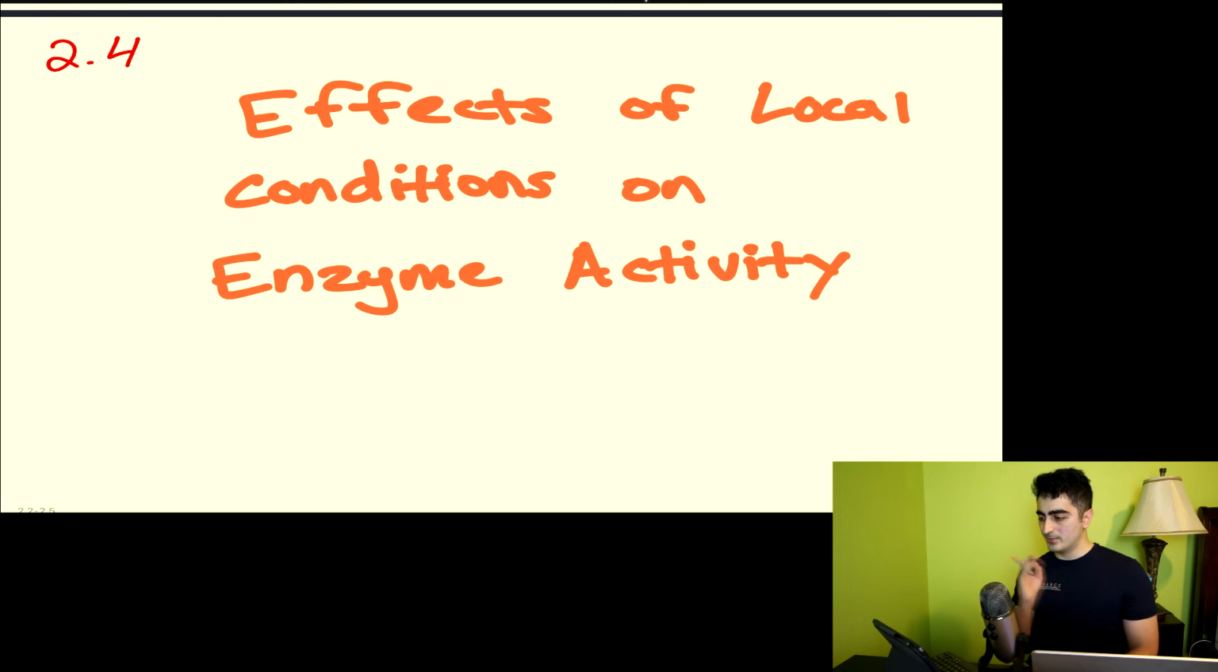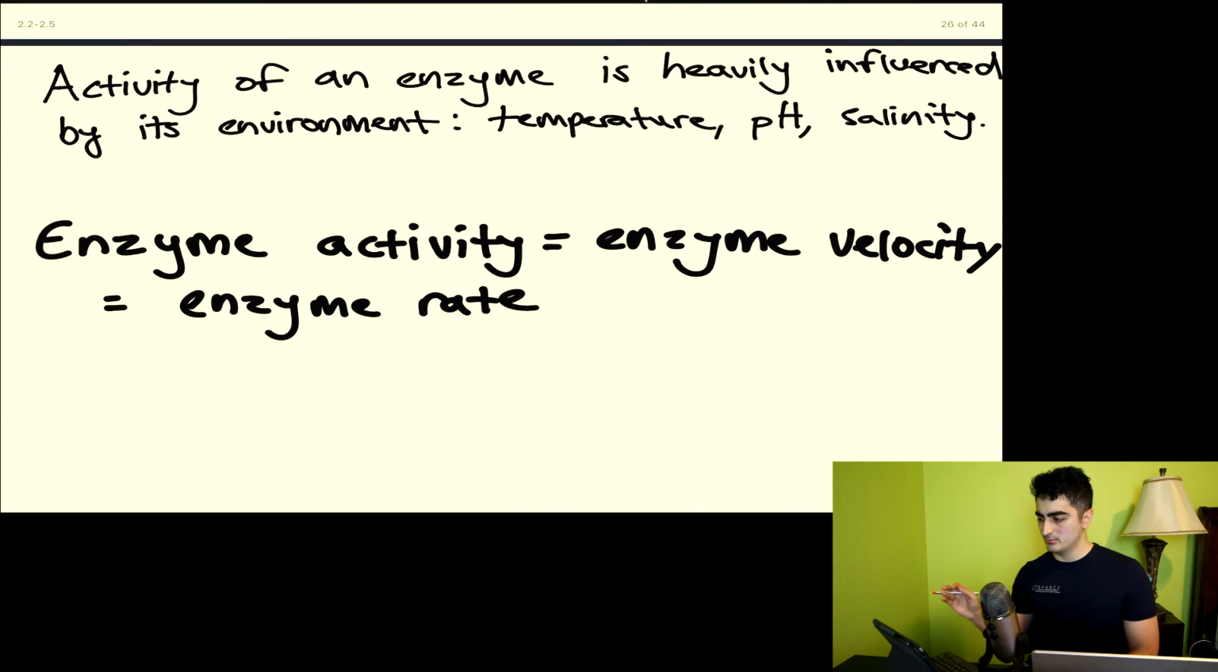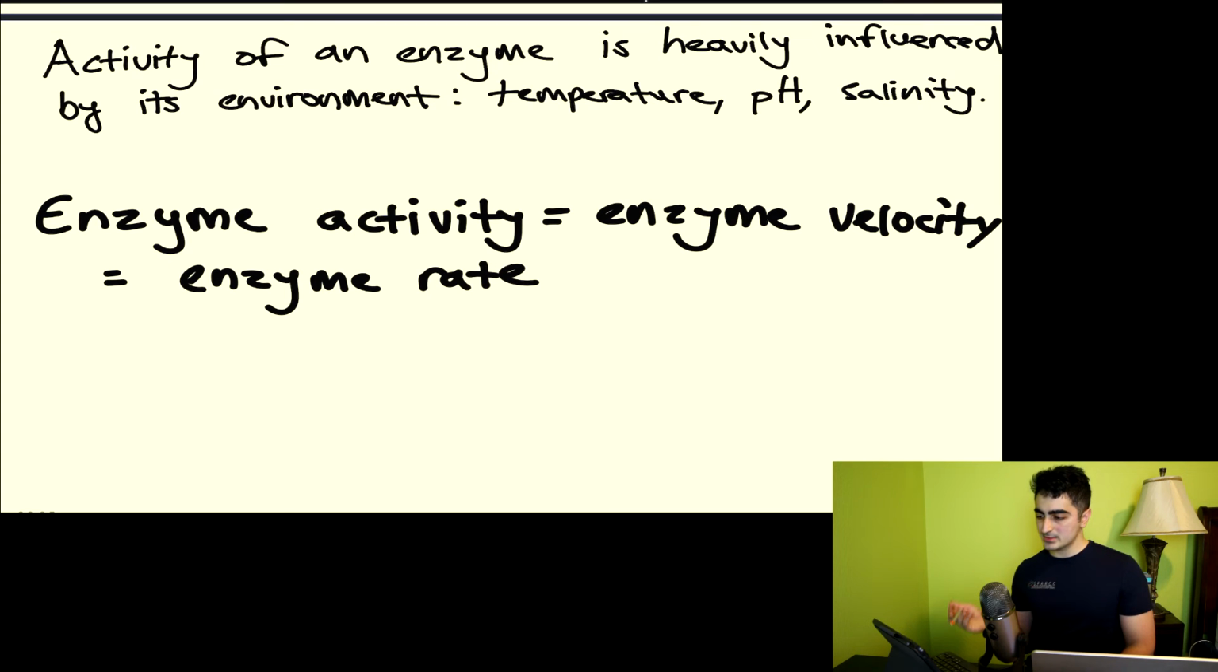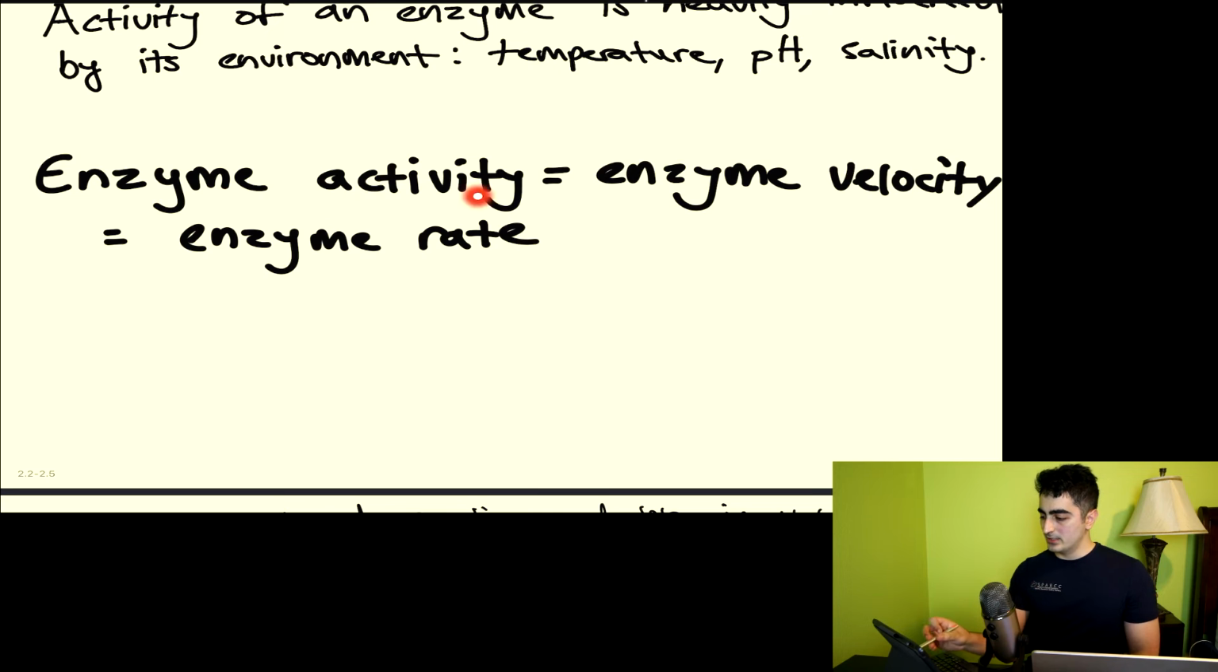So now we're going to talk about the effects of local conditions on enzyme activity. This should be pretty basic, should be pretty quick. Basically, the activity of an enzyme is heavily influenced by its environment. So what environmental factors would an enzyme, a protein, have to deal with in the body? The temperature, the pH, and the salinity, the saltiness. So the enzyme activity equals the enzyme velocity equals the enzyme rate. I want you to know that all three of these are synonymous on the MCAT. They're all the same thing.